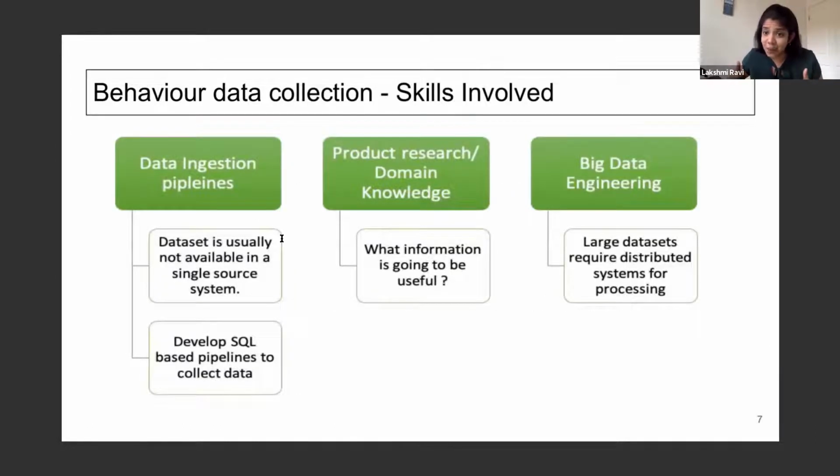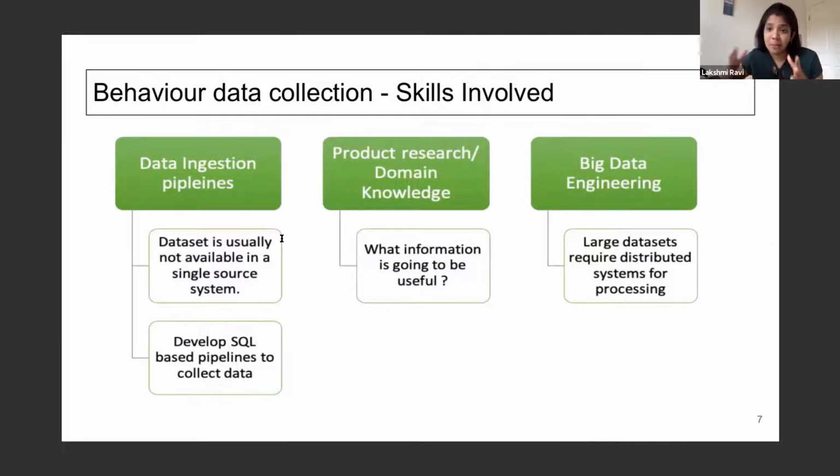What skills are required when you have to collect behavior data? We can think of it in 3 steps. The first is data ingestion skills. Especially for behavior data, we can imagine that it is not going to be available in a single source system or in a single file. The data engineer you're working with, or you yourself, will be explicitly doing the data manipulation and extracting the data using SQL operations or any related language, and collecting the data into a single system so that you can use it for model development. This is a process on its own.